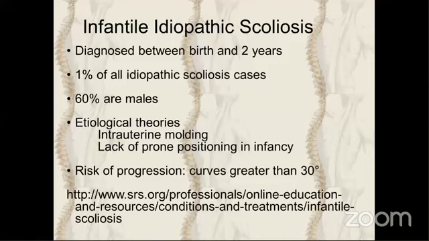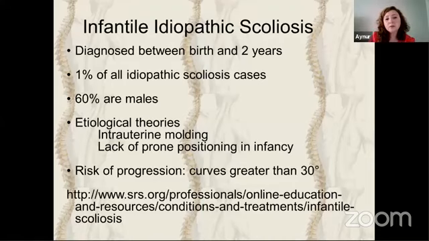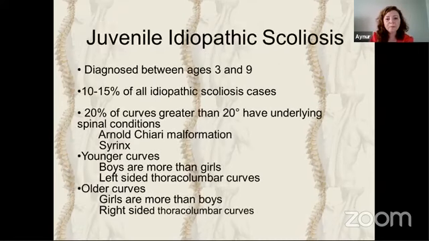Infantile idiopathic scoliosis is diagnosed between birth and 2 years. It is 1% of all idiopathic scoliosis cases. 60% are males. There are some etiological theories: intrauterine molding, lack of prone positioning in infancy, and others. An RVAD greater than 30 degrees has a risk of progression. You can find more on the website.